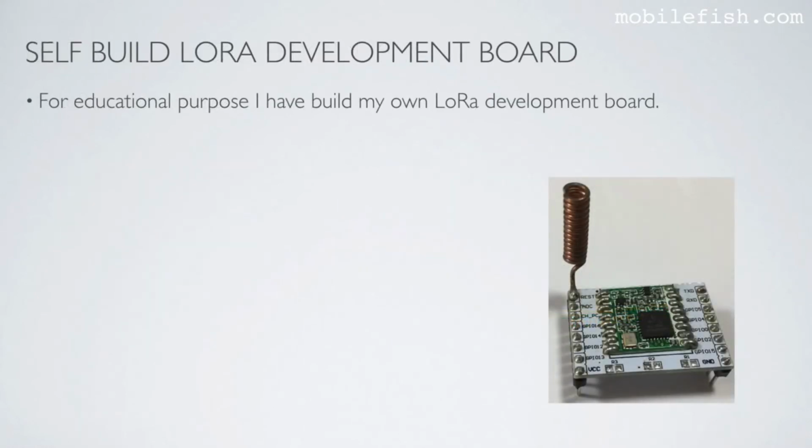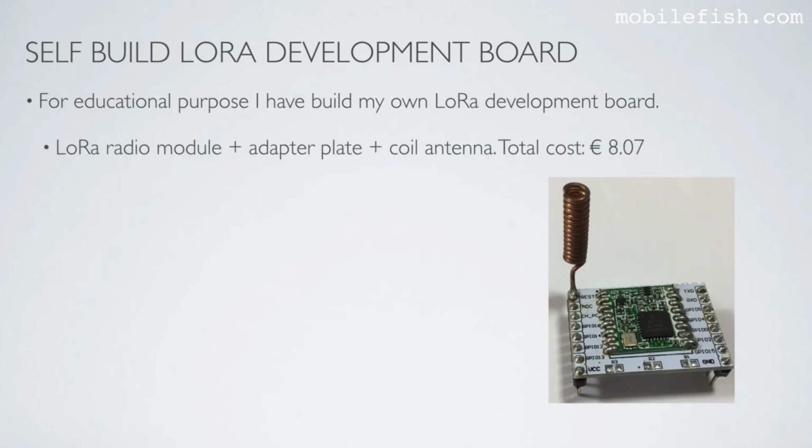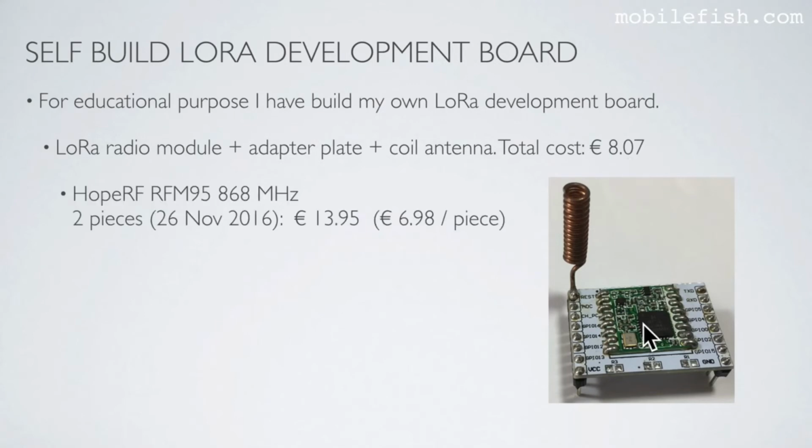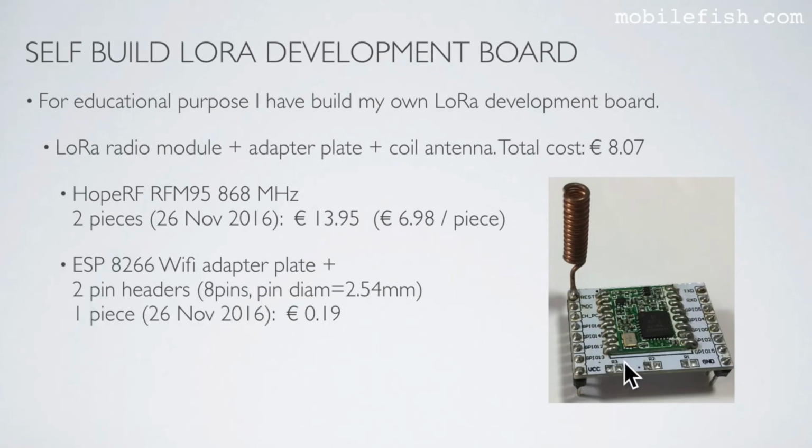For educational purpose, I have built my own LoRa development board. It consists of a LoRa radio module, adapter plate, and coil antenna, as you can see over here. Total cost is €8.07. It consists of a LoRa radio module. I have used the Hope RF RFM95 868 MHz. One piece costs €6.98.